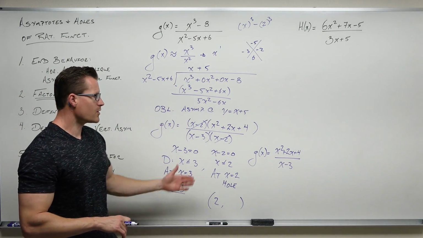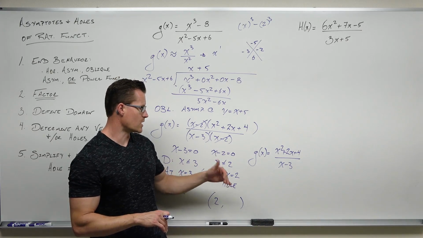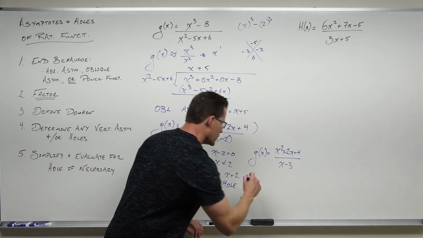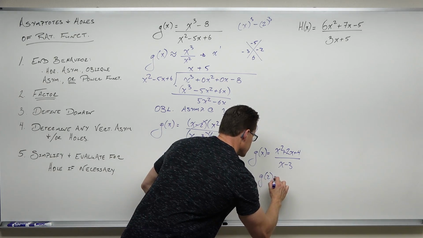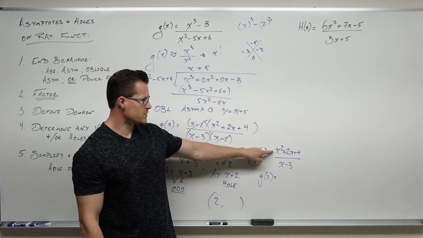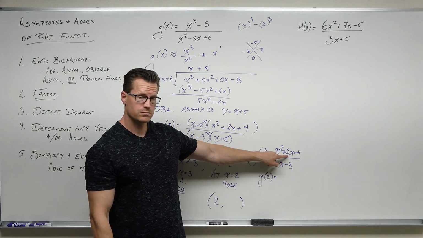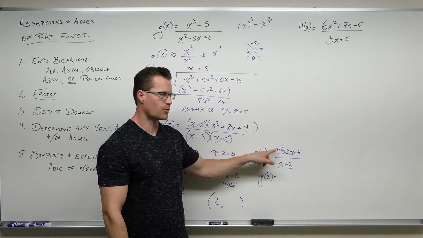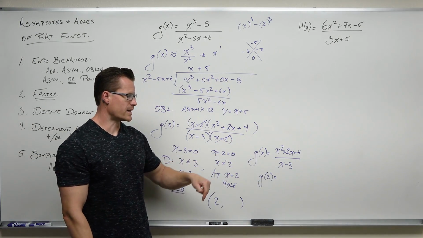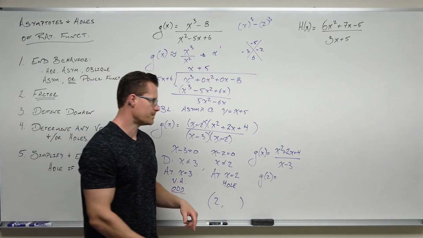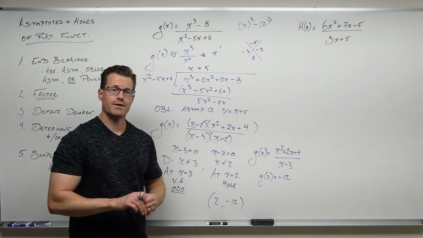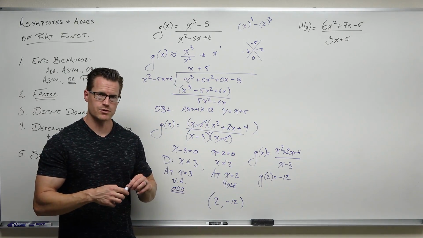All right, so now that we have a simplified rational function, we're going to plug in that 2 to see what we get. So if we evaluate g of 2, that would be 4, 2 squared is 4, 4, 2 times 2 is 4, and 4. So 4 plus 4 plus 4, I think that's 12, over 2 minus 3, which is negative 1. So we would have a hole at 2 comma negative 12.